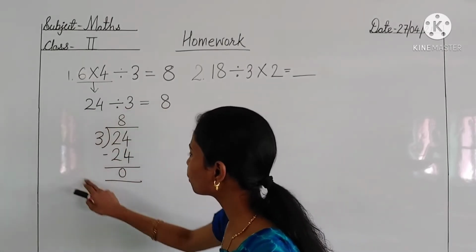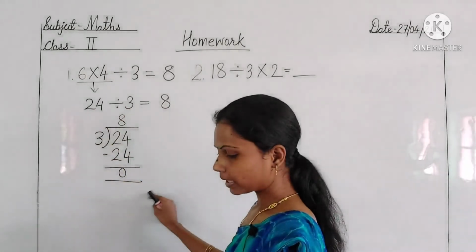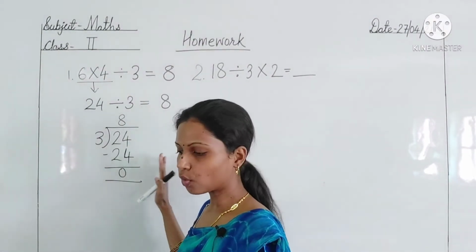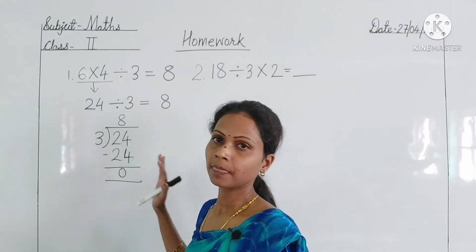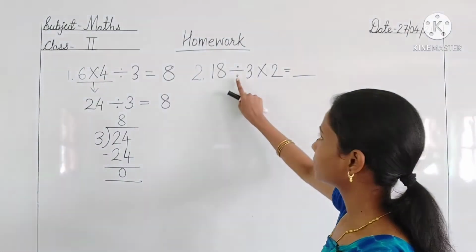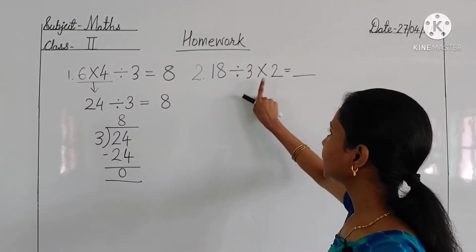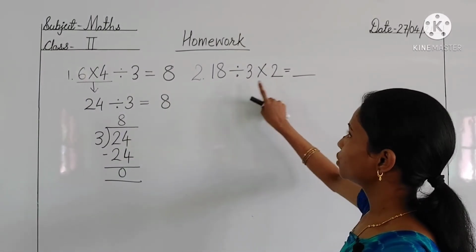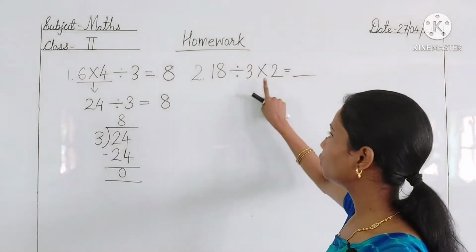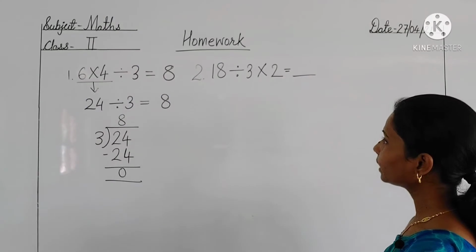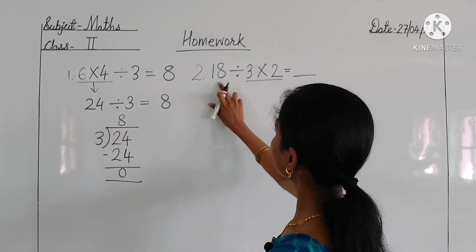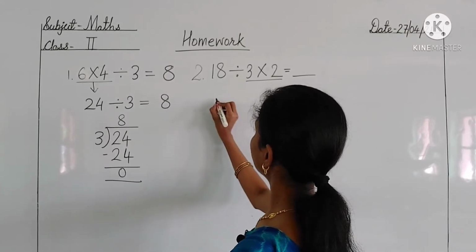So in your notebook you have to do like this. In the book it is not given. So on page number 11 you have to do all the equations in the notebook. So let's do the next one. It is given 18 divided by 3 into 2. So first we will do division or multiplication? So first we will do multiplication. Okay. So let's multiply. So this question we will write in the same way here.